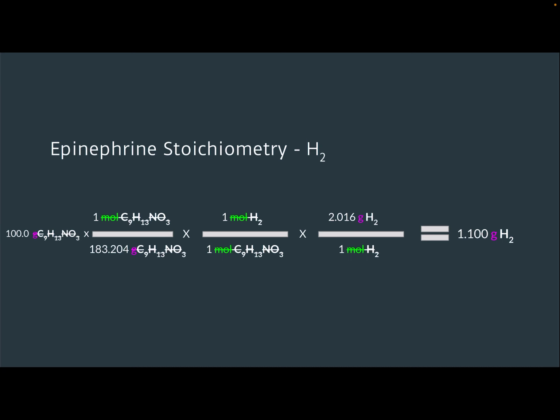After that, we multiply it by 2.016 grams of hydrogen, which is the molar mass, and divide that by 1 mole, which then gives us the final answer of 1.100 grams of hydrogen per every 100 grams of epinephrine.